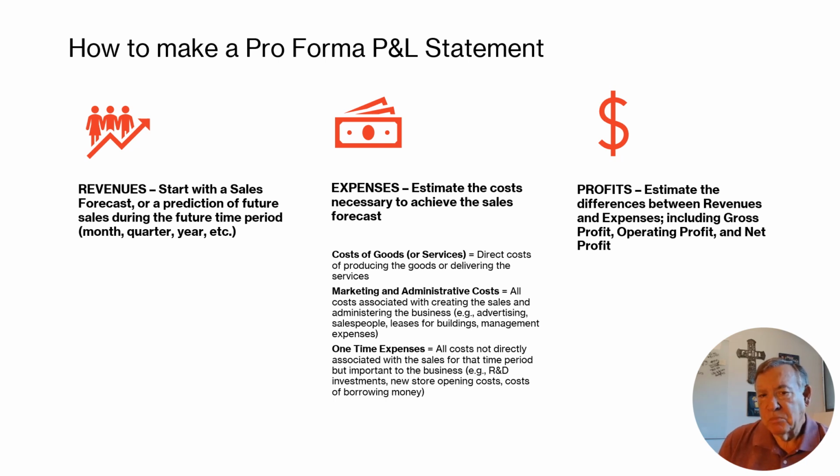The third element then is the profit. It's the revenue minus the expense. And we can actually calculate profit at several levels. One is gross profit. It's the sales minus the cost of the item or service that we are providing. At the next level, we have operating profit, where we take out the marketing and administrative costs. And then net profit is where we would take out any one-time expenses. So we can actually see the pro forma P&L, profit and loss, at several different levels.